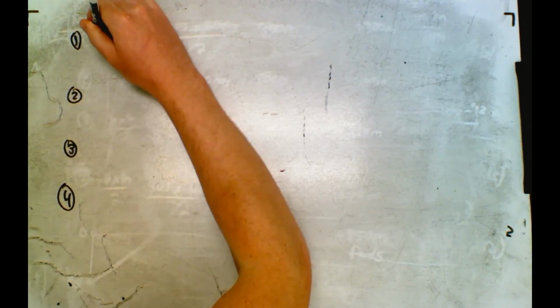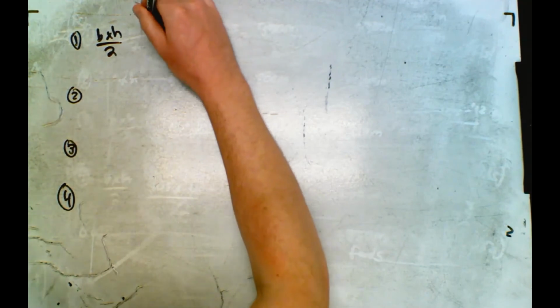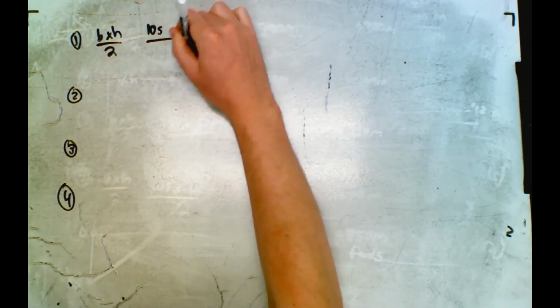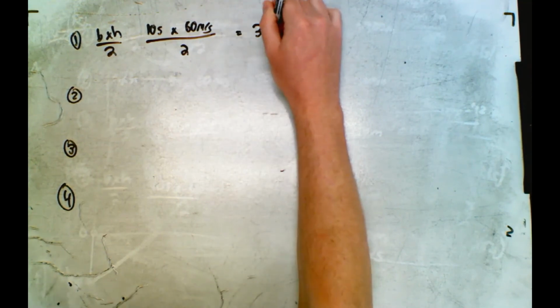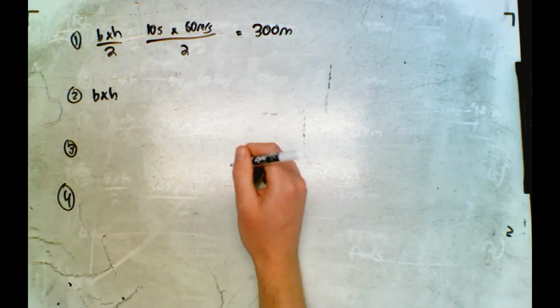So 1 is a triangle, so it's base times height divided by 2. My base was 10 seconds. My height was 60 meters per second. I divide that by 2. That's going to give me 300 meters. My second one is a rectangle, so it's just base times height.